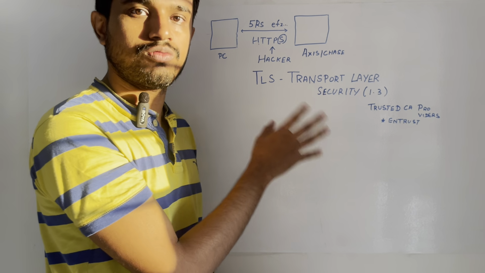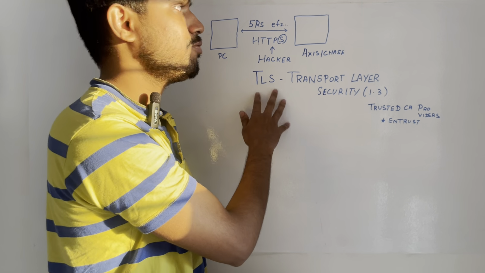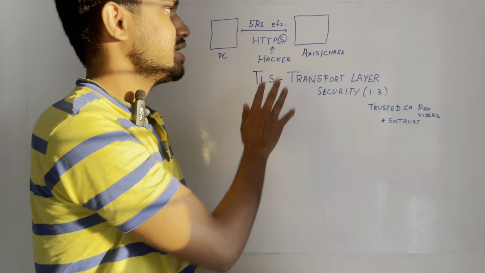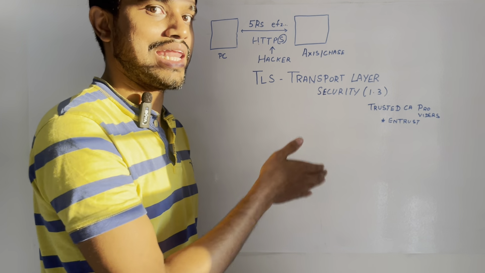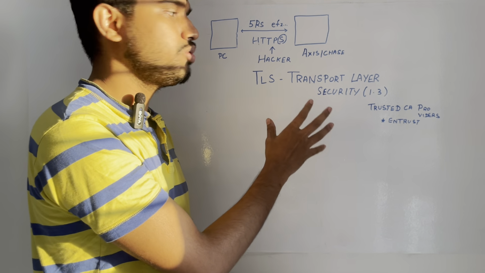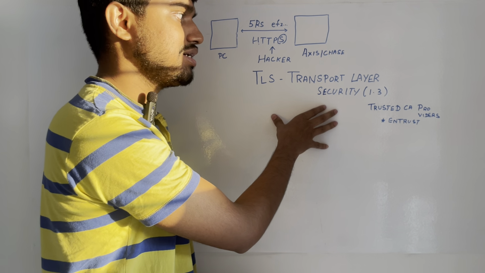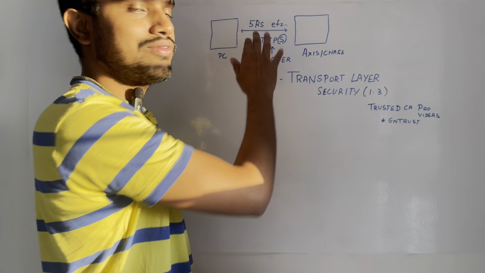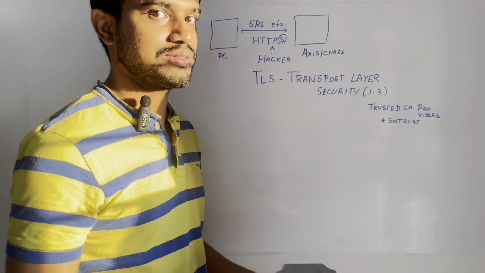So let me know what version of TLS you are using and what algorithm you are using, so that we can set up the initial handshake and then we can encrypt it accordingly. Just to do the initial handshake, we are using TLS, and to encrypt, we are using the algorithm. It is as simple as that.